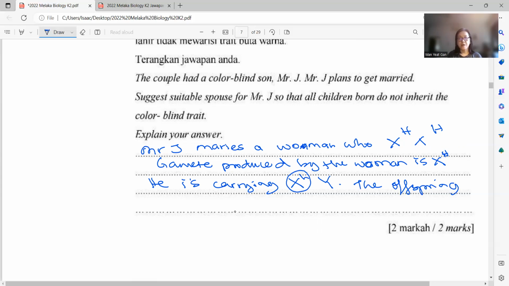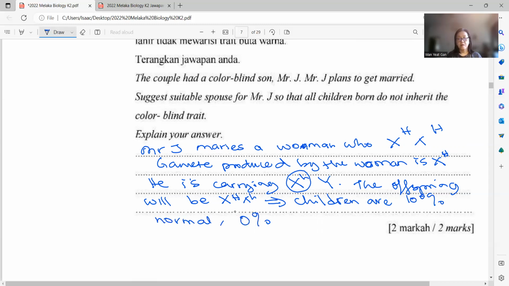So if the woman is X^H X^H, then the offspring will be X^H, which means that the children are 100% normal or 0% colorblind. Okay.